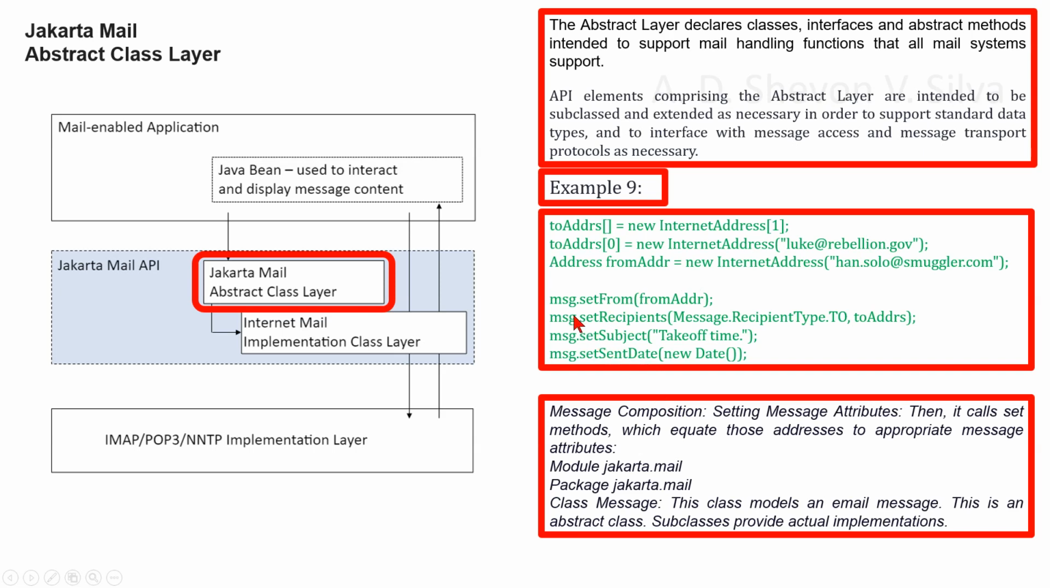First it instantiates Address objects. Address objects to be used as to and from addresses, then it calls set methods which equate those addresses to appropriate message attributes.